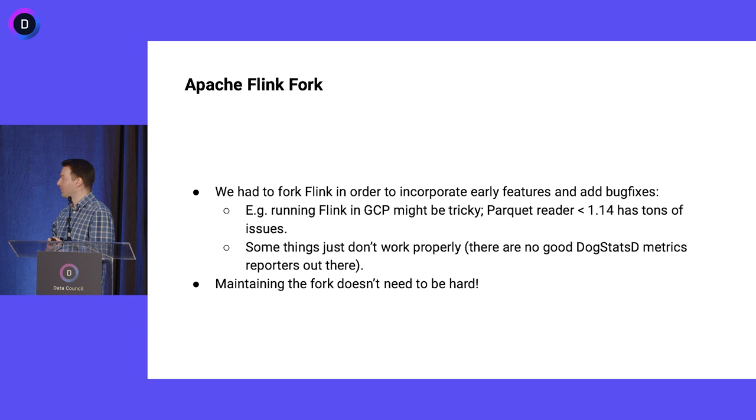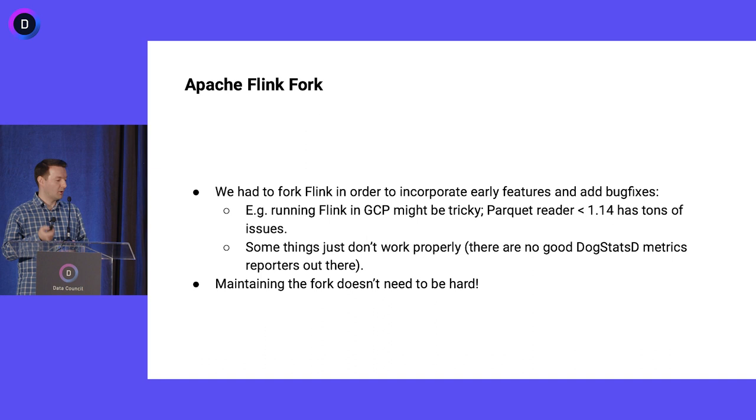Running Flink on GCP was hard a few major versions ago, just because it wasn't supporting things like writing to GCS, for example, really well. You can try, but it's going to be a lot of debugging with Hadoop libraries and all of that, and in the end, Flink has some kind of limitation. So we had to bring that patch as early as possible.